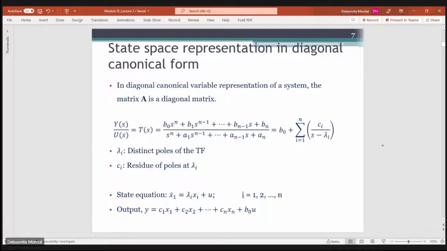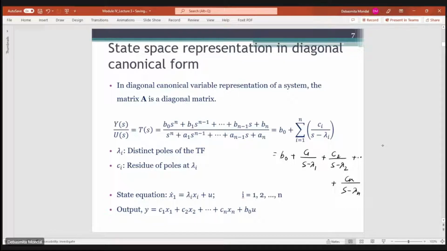Here what we need to do is express this transfer function in this kind of form: b0 plus the summation of Ci by S minus lambda i. This lambda i are the poles of this transfer function, and Ci is the residue at each pole position lambda i. So if you can express the transfer function in this form, you have b0 plus C1 by S minus lambda 1 plus C2 by S minus lambda 2, till Cn by S minus lambda n.